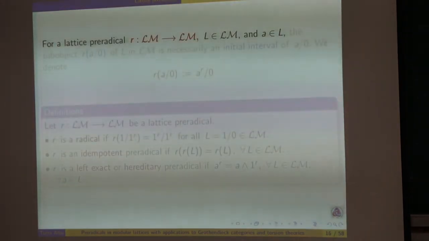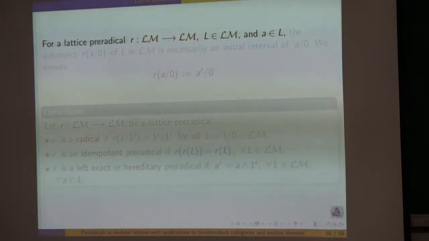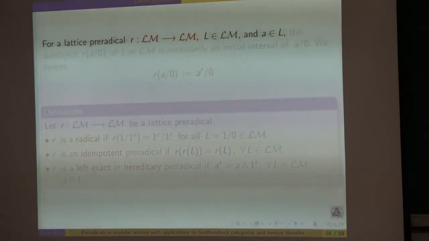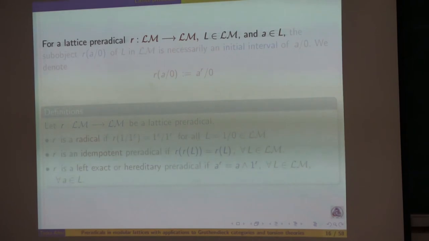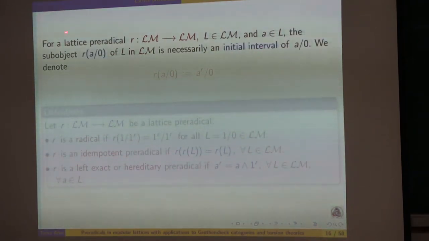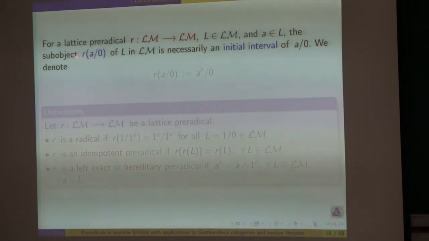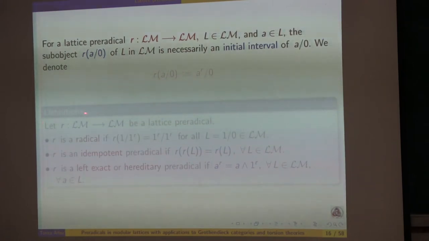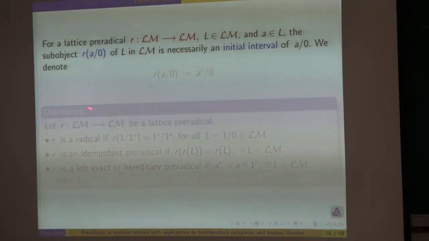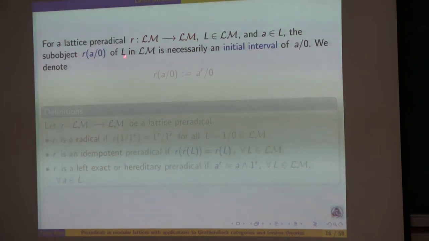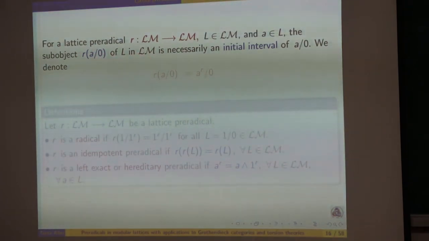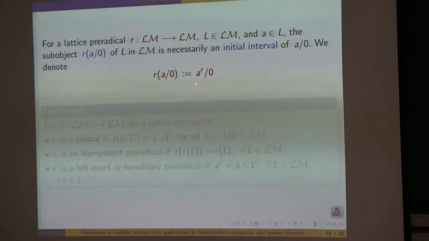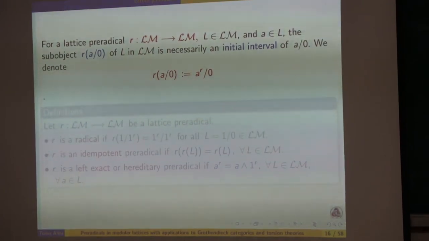Good. Now, I'm going to present a definition, the notation. For any predicate, for any L, for any A, the subobject of L, I told you this is important, the subobject of a linear modular lattice is exactly the initial interval, R of L, but 0 is the object here, an initial interval. And we write this R, A over naught, not this A over R, L.